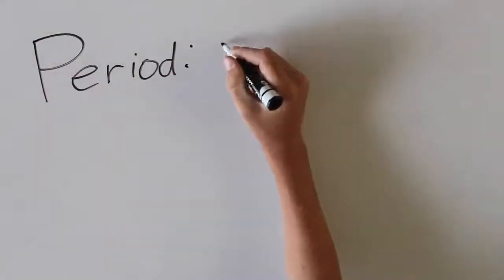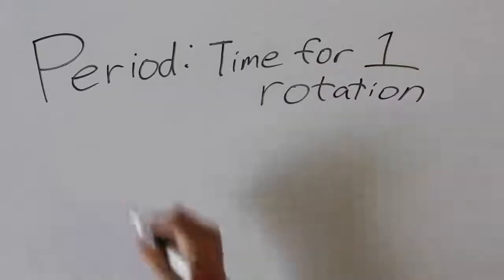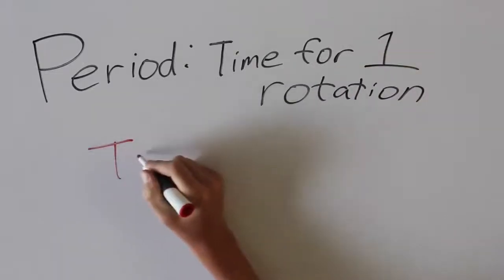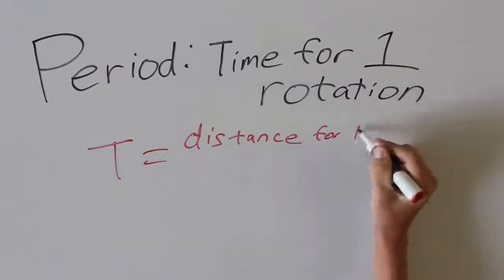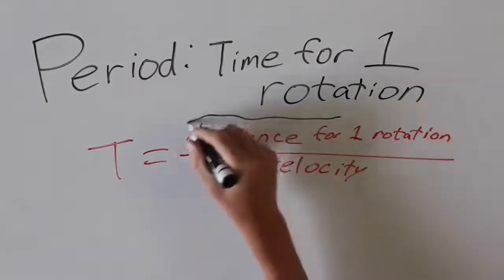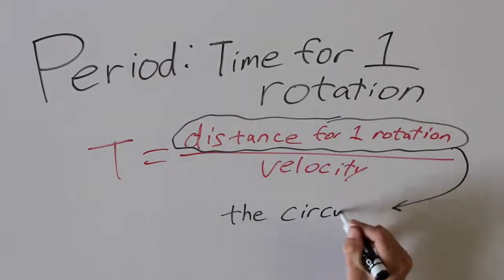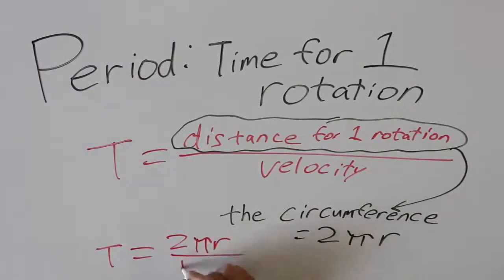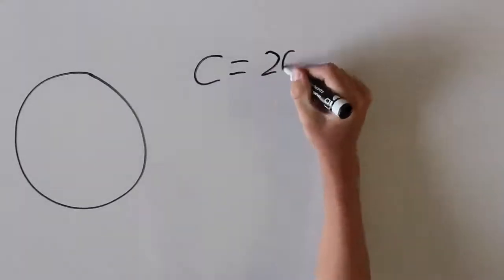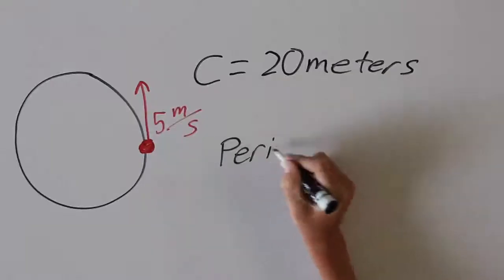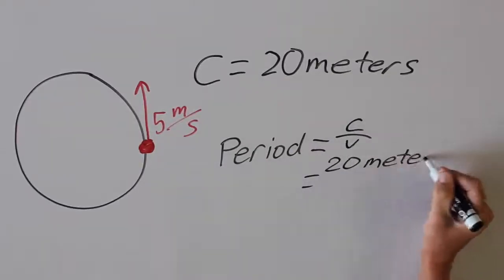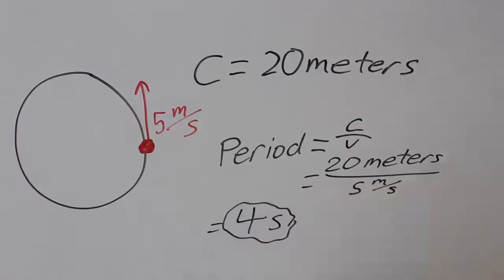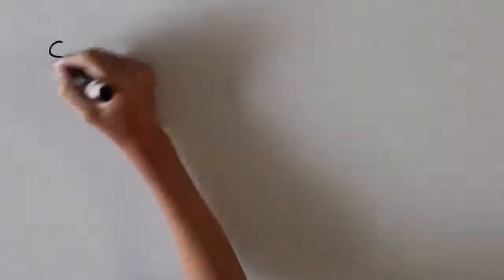So the period, or time, it takes to complete one rotation can be found using the basic equation for time. Time equals distance divided by velocity. In this case, the distance of one rotation will be the circumference of the circle, 2 pi r. For example, if the circumference was 20 meters and the object was going 5 meters per second, I think it would take 4 seconds to complete one rotation. Yep, that's right. Now try solving for speed.